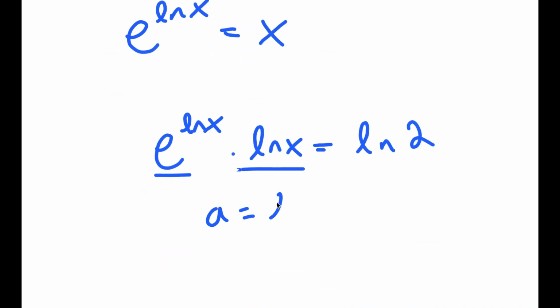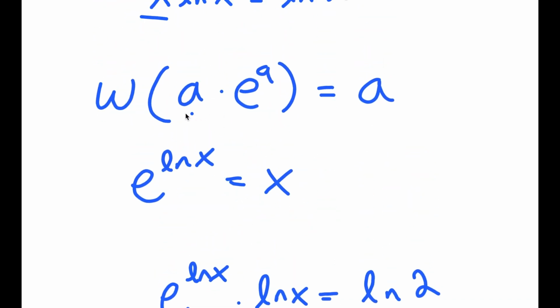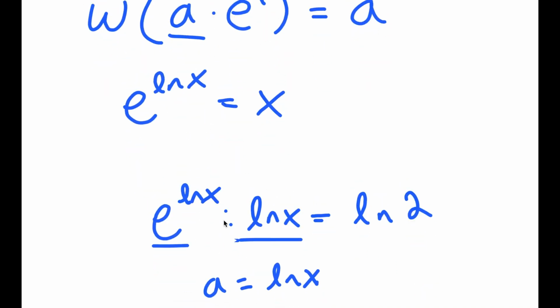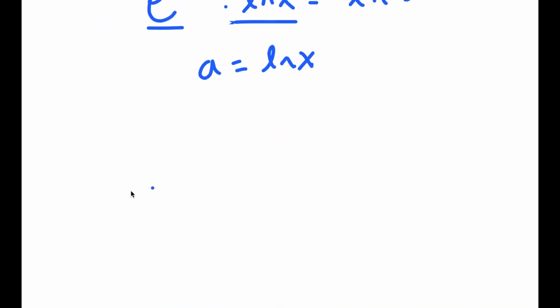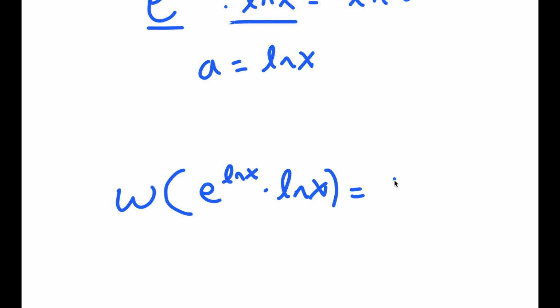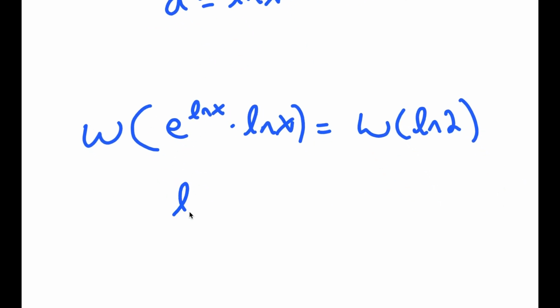And now, notice how this applies to the Lambert W function. a in this case is ln of x. So I have a, ln of x, times e to the power of a, e to the power of ln x. So now I can take the Lambert W function on both sides. I have to do this on both sides. And for my left-hand side, this just turns into a, which is ln x. So I get ln x is equal to the W of ln 2.